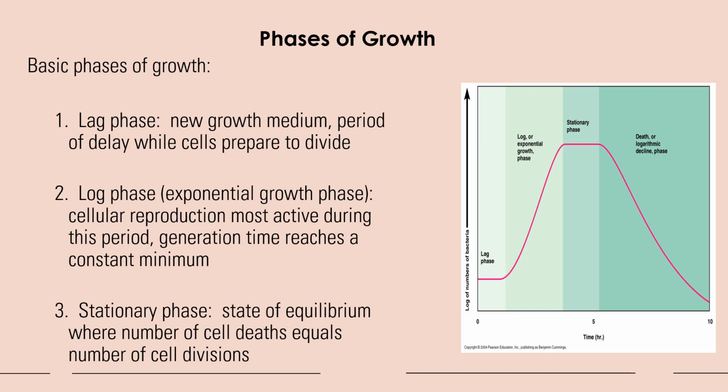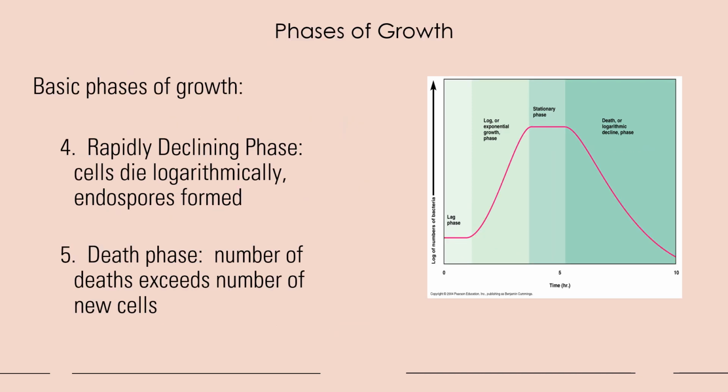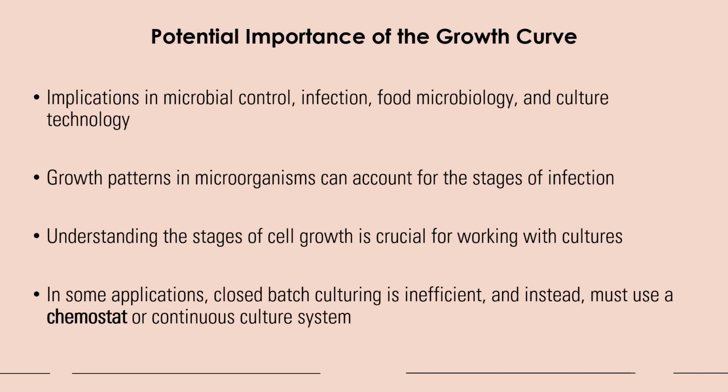Basic phases of growth. Lag phase: new growth medium, a period of delay while cells prepare to divide. Log phase or exponential phase: cellular reproduction is most active during this period, and generation time reaches a constant minimum. Stationary phase: a state of equilibrium where the number of cell deaths equals the number of cell divisions. Rapidly declining phase: cells die logarithmically, and endospores are formed. Death phase: the number of deaths exceeds the number of new cells.